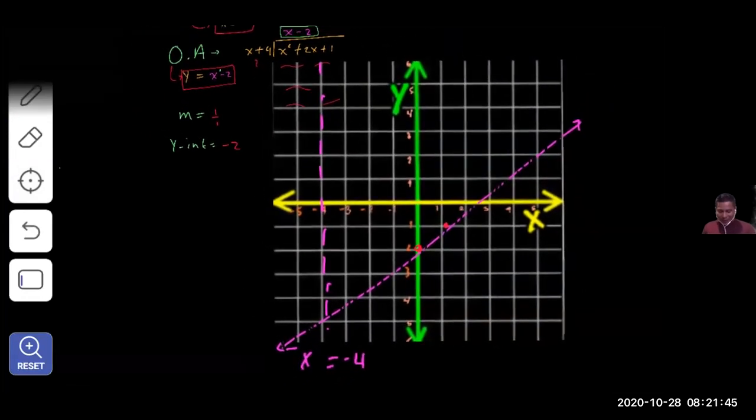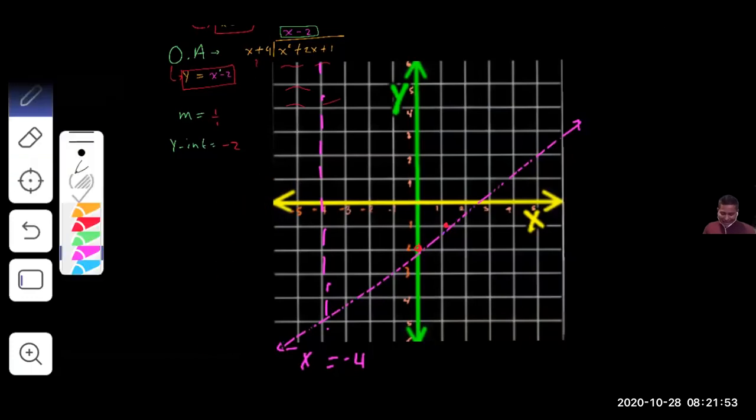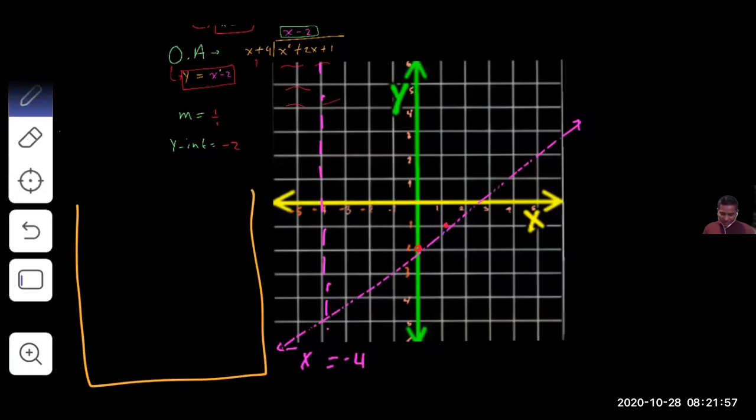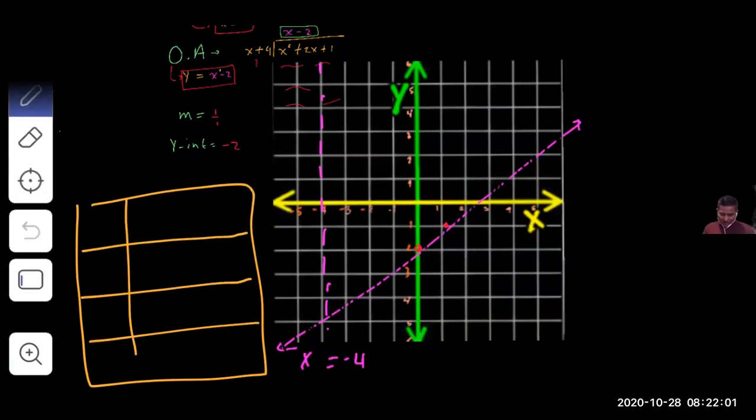Now, guys, we're going to take two values to the right of that vertical asymptote, and two values to the left of it, always in the table. Let's see what we're going to get. Let's make the table: -6, -5, -3, -2. Let me see the time, guys, I will not be able to take these values.